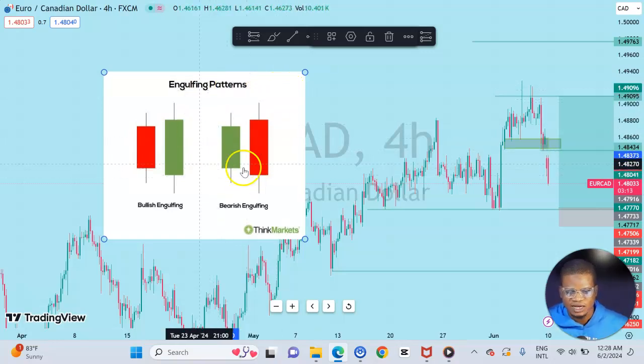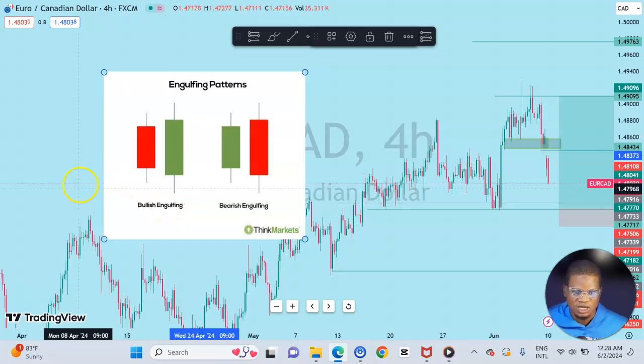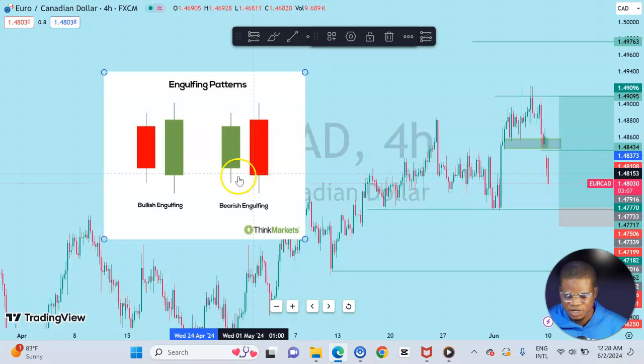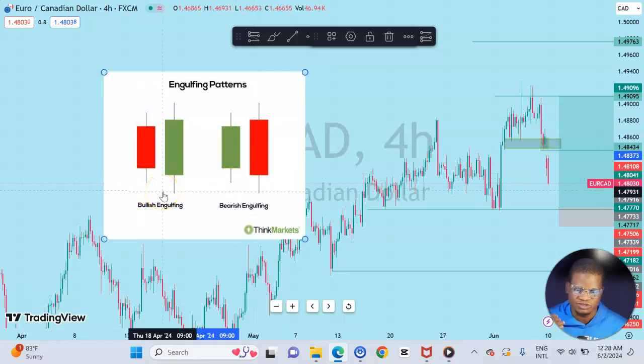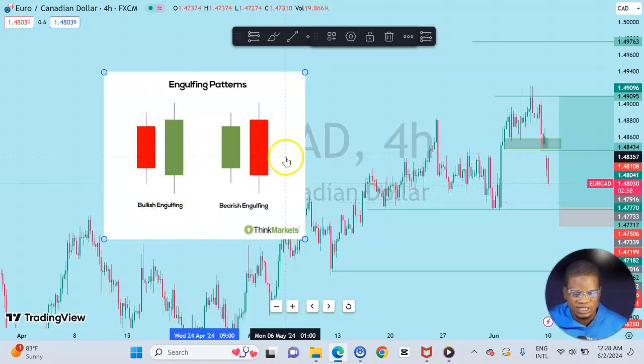If you look at the candlestick, you see that the engulfing pattern is like 2 different patterns. There is the bullish engulfing and there is the bearish engulfing. The bullish engulfing pattern is telling us the market is about to reverse and start going bullish. And the bearish engulfing is telling us the market is going to reverse and start going bearish.